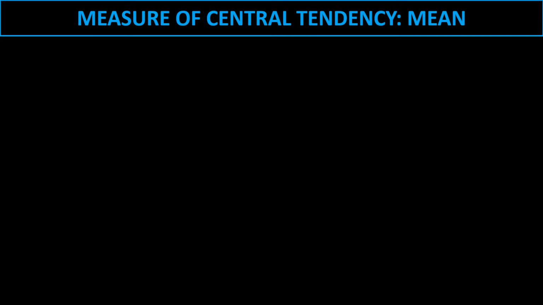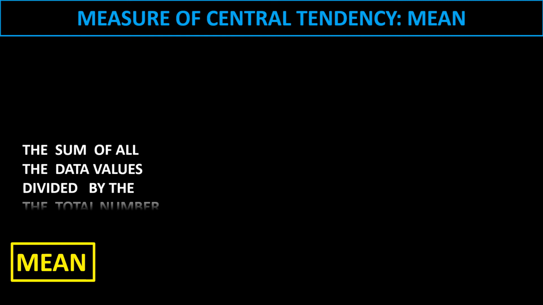Now let's look at our third measure of central tendency, and that is the mean. It's also known as the arithmetic mean, or it's also known as the average. How do we get that? It's the sum of all the data values divided by the total number of data values.